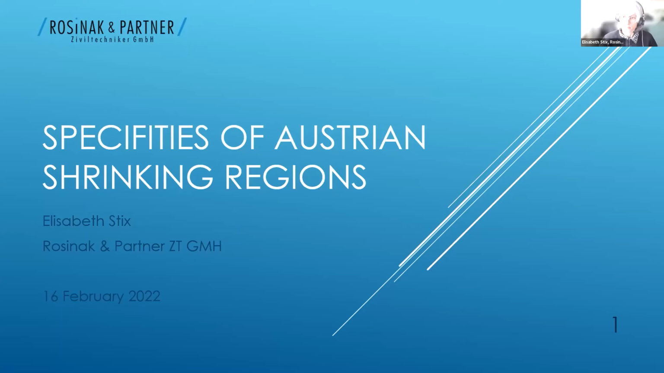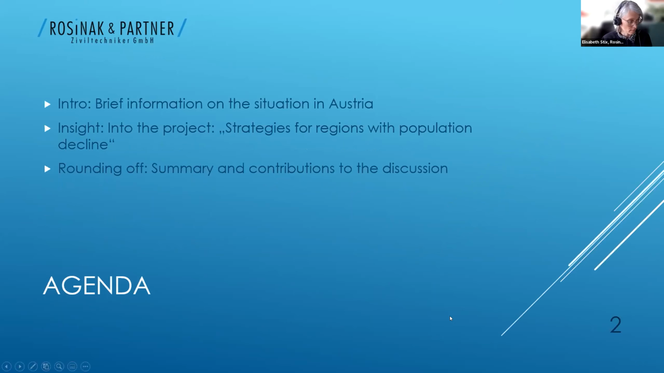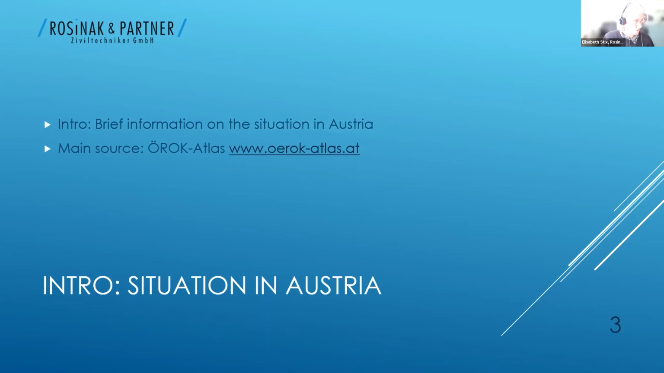And I will start, and I will give you some insights into the specificities of Austrian shrinking regions. It's a little bit different, as Gabriel said before, as I'm not reporting on an ESPON project. It's rather a national project. So I want to start with brief information on the situation in Austria generally. Then I want to give an insight into the project strategies for regions with population decline. And then I will round off the presentation.